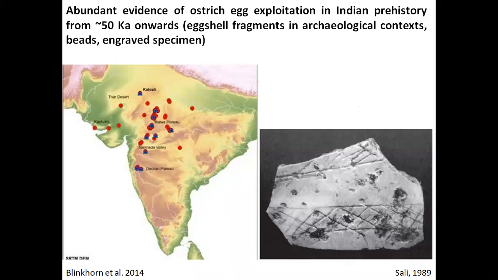Here's a distribution of ostriches, mostly in arid zones, dry environments like Gujarat, Madhya Pradesh, Rajasthan, Maharashtra. We don't have ostriches in Eastern India, Northeast India, or the extreme South. But we know that they were present up to 10,000 years ago and maybe later. This is an engraving specimen I'll talk about in a minute.